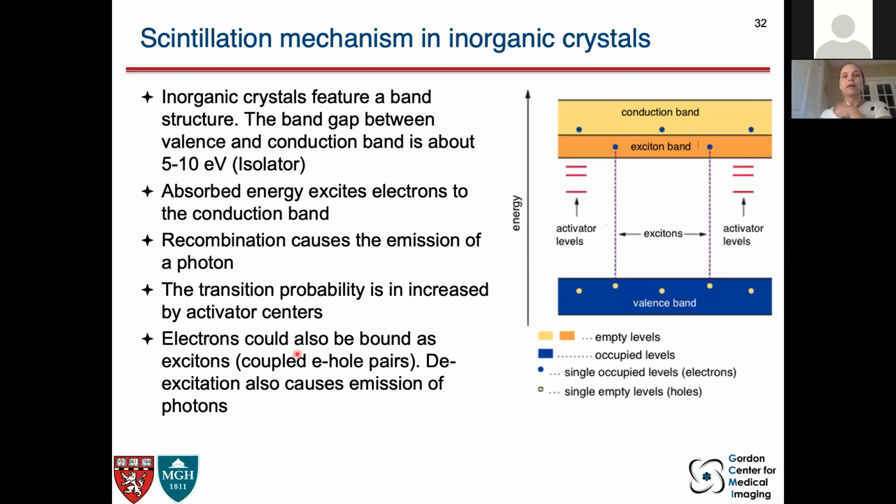So there are different types of scintillator materials. And one subgroup is inorganic scintillators, which is the type that's usually used in nuclear imaging. And there are also other types like scintillating gases or plastics that are doped with scintillating molecules.